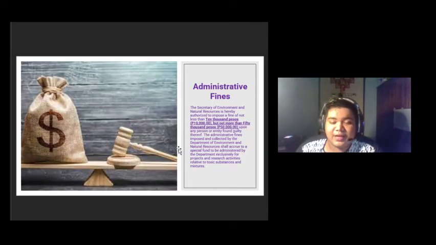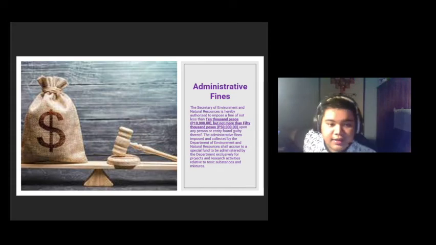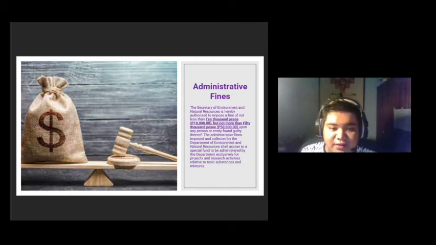So, if we violate this law, there will be administrative fines. The Secretary of the Environment and Natural Resources is hereby authorized to impose a fine of not less than 10,000 pesos but not more than 50,000 pesos upon any person or entity found guilty thereof.